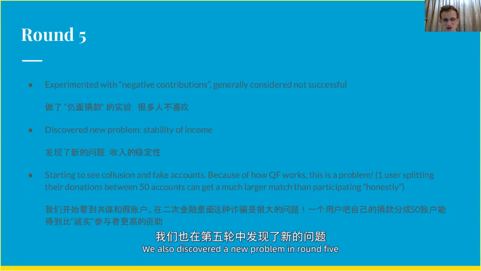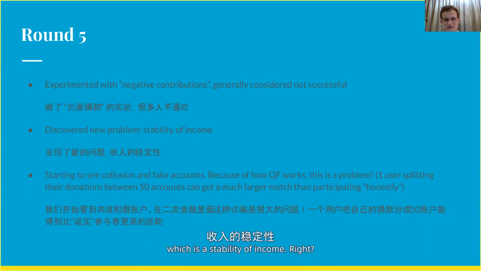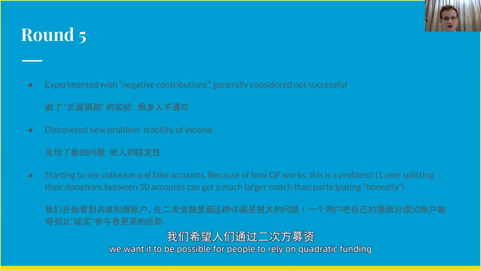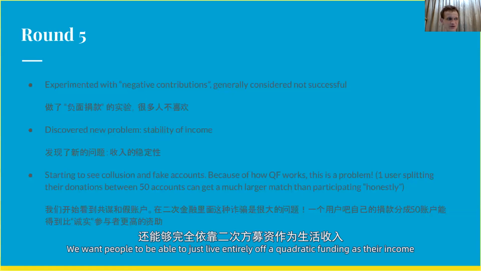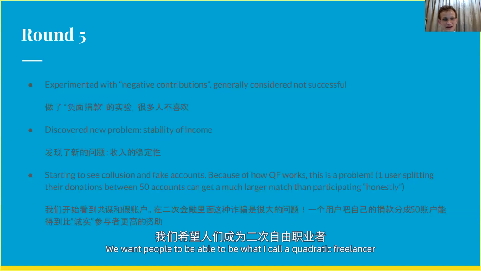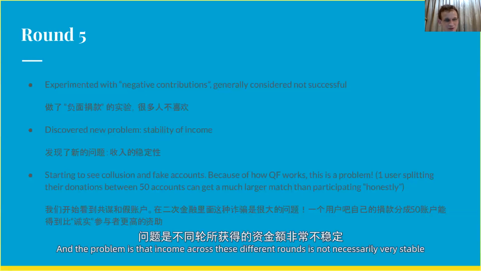We also discovered a new problem in round 5, which is stability of income, right? The challenge here is basically that we want it to be possible for people to rely on quadratic funding, not just for a little bit of extra money on top of whatever they already get. We want people to be able to just live entirely off of quadratic funding as their income, right? We want people to be able to be what I call quadratic freelancers. And the problem is that income across these different rounds is not necessarily very stable.